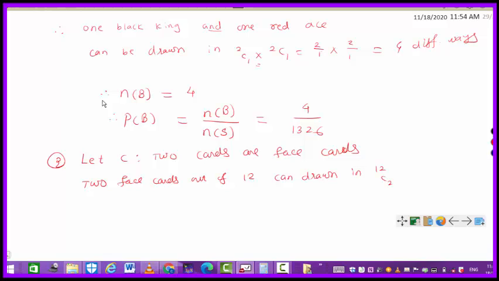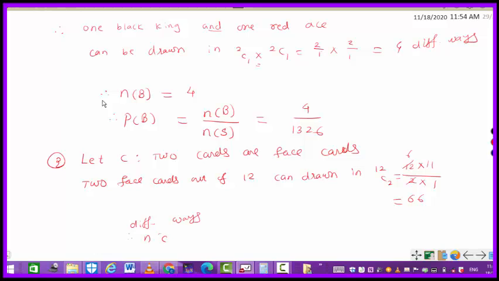12C2 different ways. 12C2 equal to 12 into 11 divided by 2 into 1. This is equal to 66 different ways. Therefore, this event C can happen in 66 ways, therefore n of C is equal to 66. Therefore, P of C is equal to n of C divided by n of S, which is 66 divided by 1326. In this way, we can find the probability of each event.